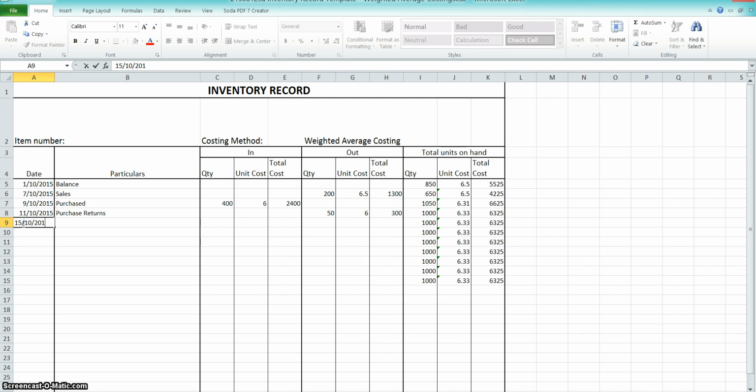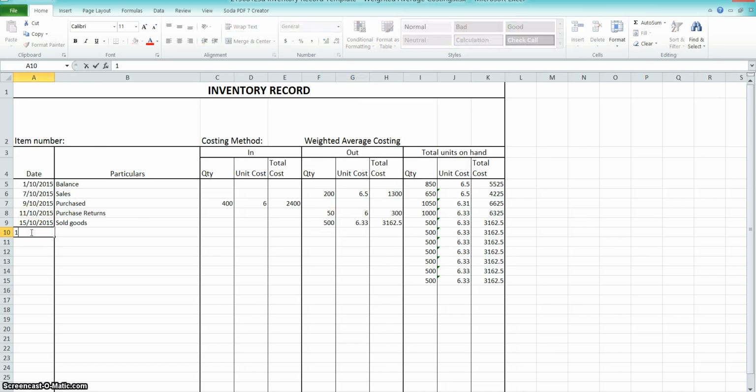Right, so on the 15th of October, we sold goods. If we sell goods, that's going out. Our inventory is going out. So we sold 500 goods. In this out column, anytime you have a unit cost, it'll be equal to the total unit cost over in this column on the line before it, so 6.33. Tab across equals 500 times by the 6.33. Update again. Okay.